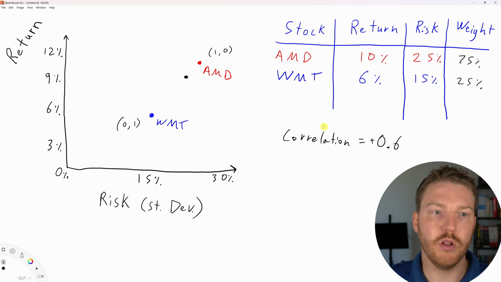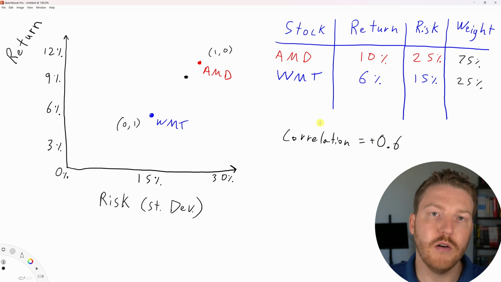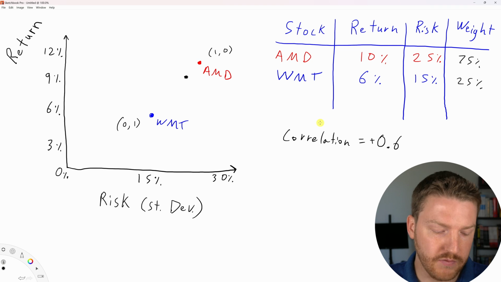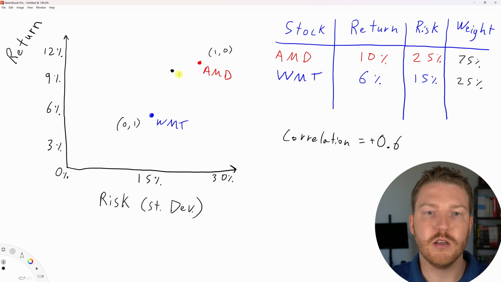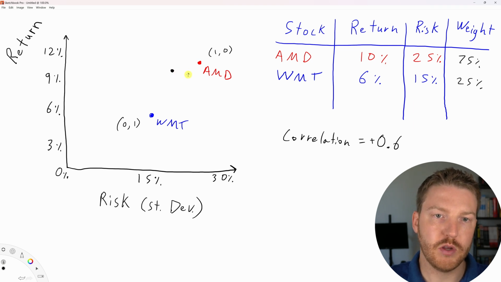However, it's not perfectly correlated. We can achieve some level of diversification and some benefit from the diversification. So we're probably going to be sitting around over here. And how would that have compared if the two were perfectly correlated, with the dot being right in between the two lines? Well, we're able to achieve the same return of 9%. However, we're able to do so by taking on less risk. So we have actually benefited from diversification. We'll mark this right here as 75% invested in AMD and 25% invested in Walmart.